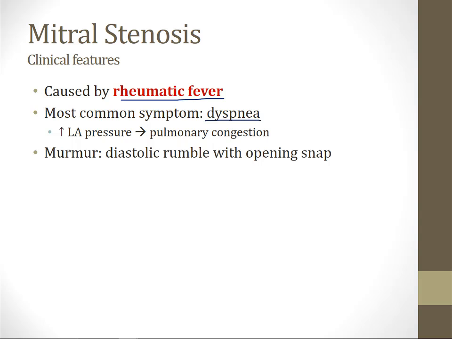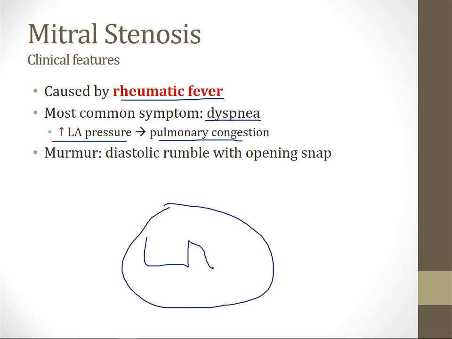This is because, as I told you on the last slide, the left atrial pressure gets very high and that's transmitted backwards to the lungs, and this leads to pulmonary congestion. Decades ago, when there was no treatment for mitral stenosis, this disease was famous for generating an enormous left atrium because of the high left atrial pressure.